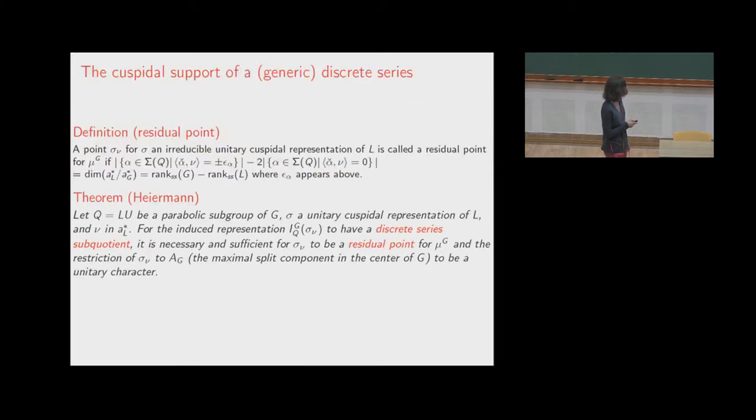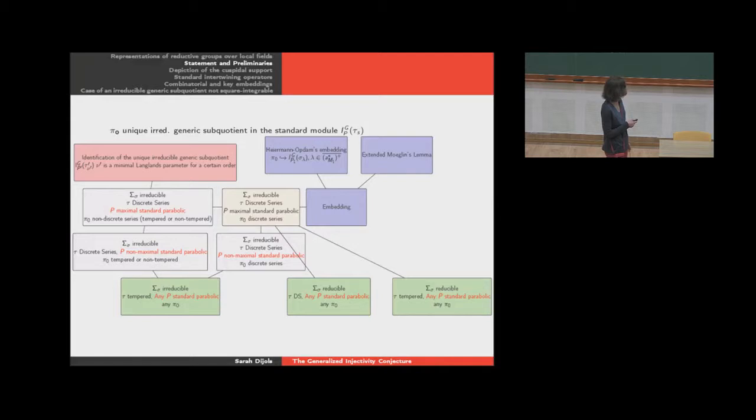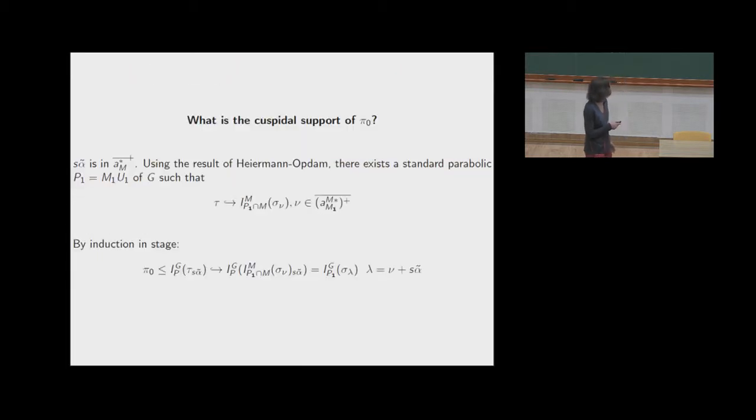So I recall that the discrete series is the one in the standard module. You can embed it in such a representation where this is in a positive closed Weyl chamber. And doing induction in stages, you have this quotient here. Pi 0 is a subquotient, the generic subquotient in the standard module. You can define the cuspidal support where this lambda is just nu plus S alpha.